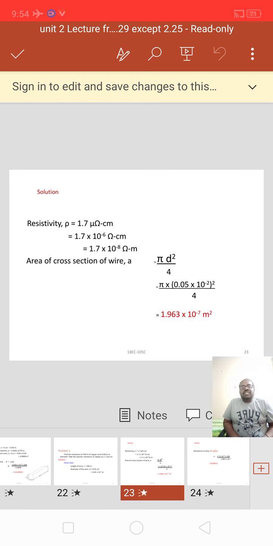Next, solution. Resistivity rho equal to 1.7 micro ohm centimeter, that is 1.7 into 10 power minus 6 ohm centimeter. We are converting centimeter into meters, so 1.7 into 10 power minus 6 ohm meter. Area of cross section of the wire we want to find, that is A equal to pi into d square by 4. Here the diameter of the wire is already given, we take that value in this, then we get the value 1.963 into 10 power minus 7 meter square.